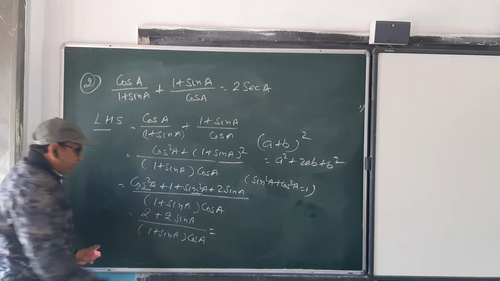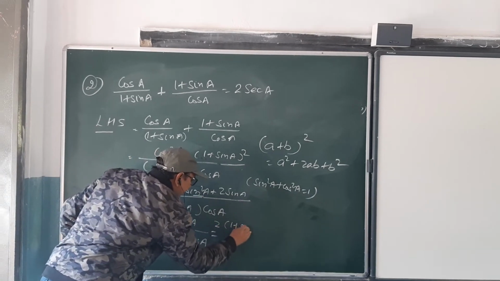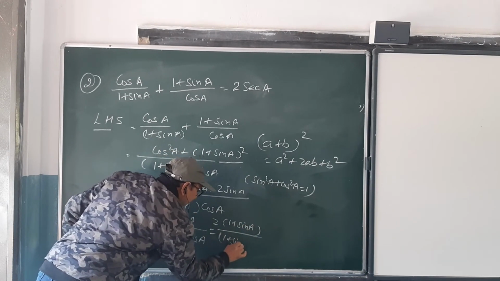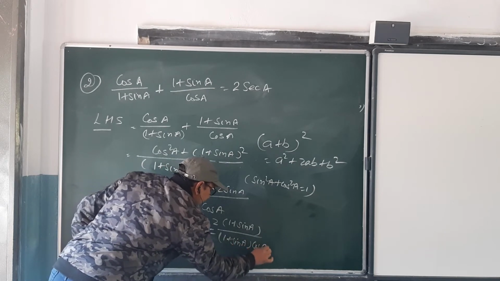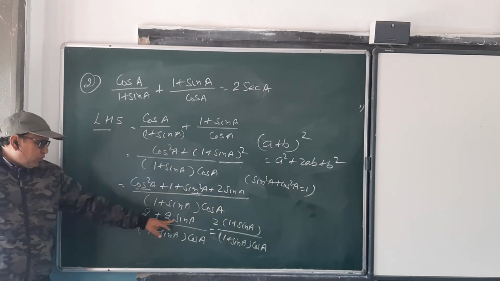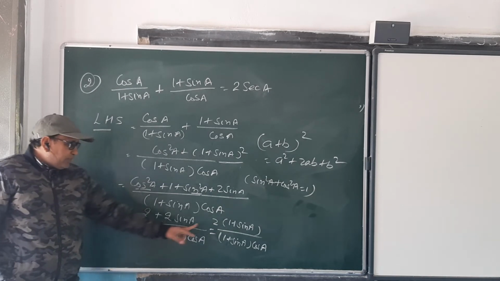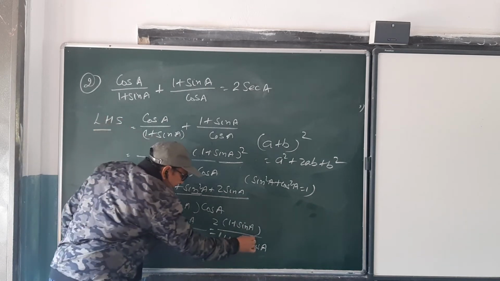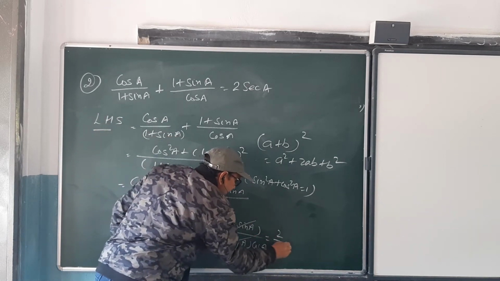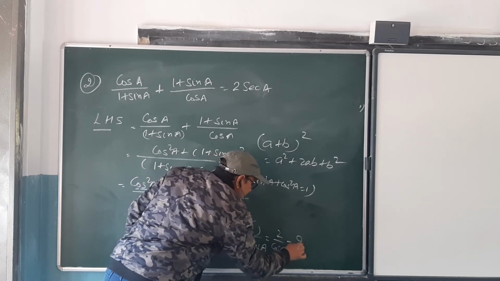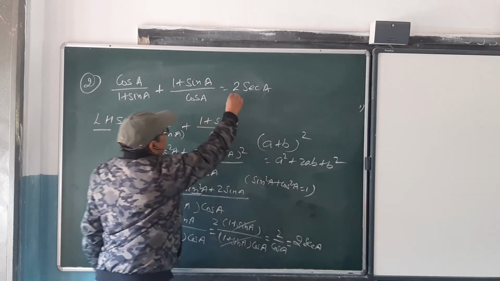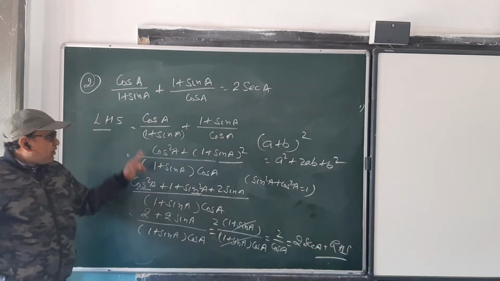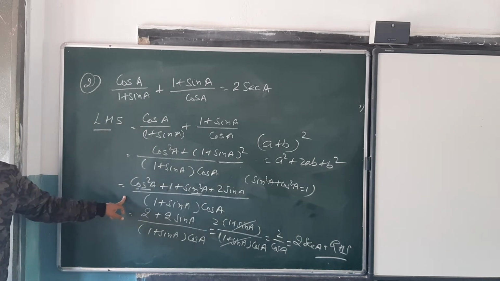Clear? Now take 2 as common: 2 times (1 plus sin A) upon (1 plus sin A) and cos A. Right? You can see once again, 2 we have taken as common, so 1 is remaining here and 2 is common with sin A. Right? So (1 plus sin A) cancels with (1 plus sin A), leaving 2 upon cos A, and 1 upon cos A means sec A. That is your RHS, 2 sec A. In this way we can do the second question. Clear?